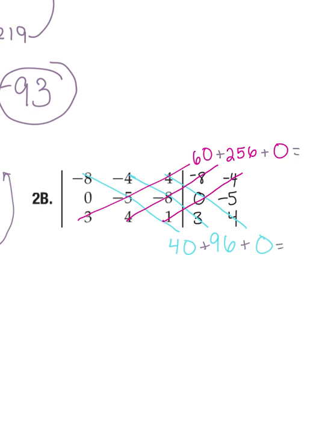So here we're going to get 256 plus, oh, this is actually a negative 60 because this was the negative times positive to get negative times another positive to get a negative again. Okay, so 256 and negative 60 make 196. And on the bottom, 96 plus 40 is going to get us 136. So then from here, we're going to subtract in the order from the bottom to the top. So 136 minus 196 is going to get us negative 60.